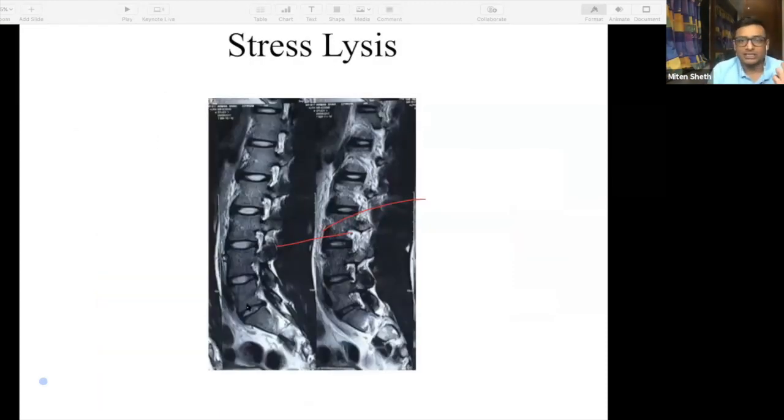Because the first step is you develop lysis, and eventually the lysis progresses into lytic listhesis, which means that there's a break in the bone. Then the pressure on the disc increases, that disc degenerates quickly, and then you start getting instability. So a lysis sometimes becomes very difficult to identify on an MRI.